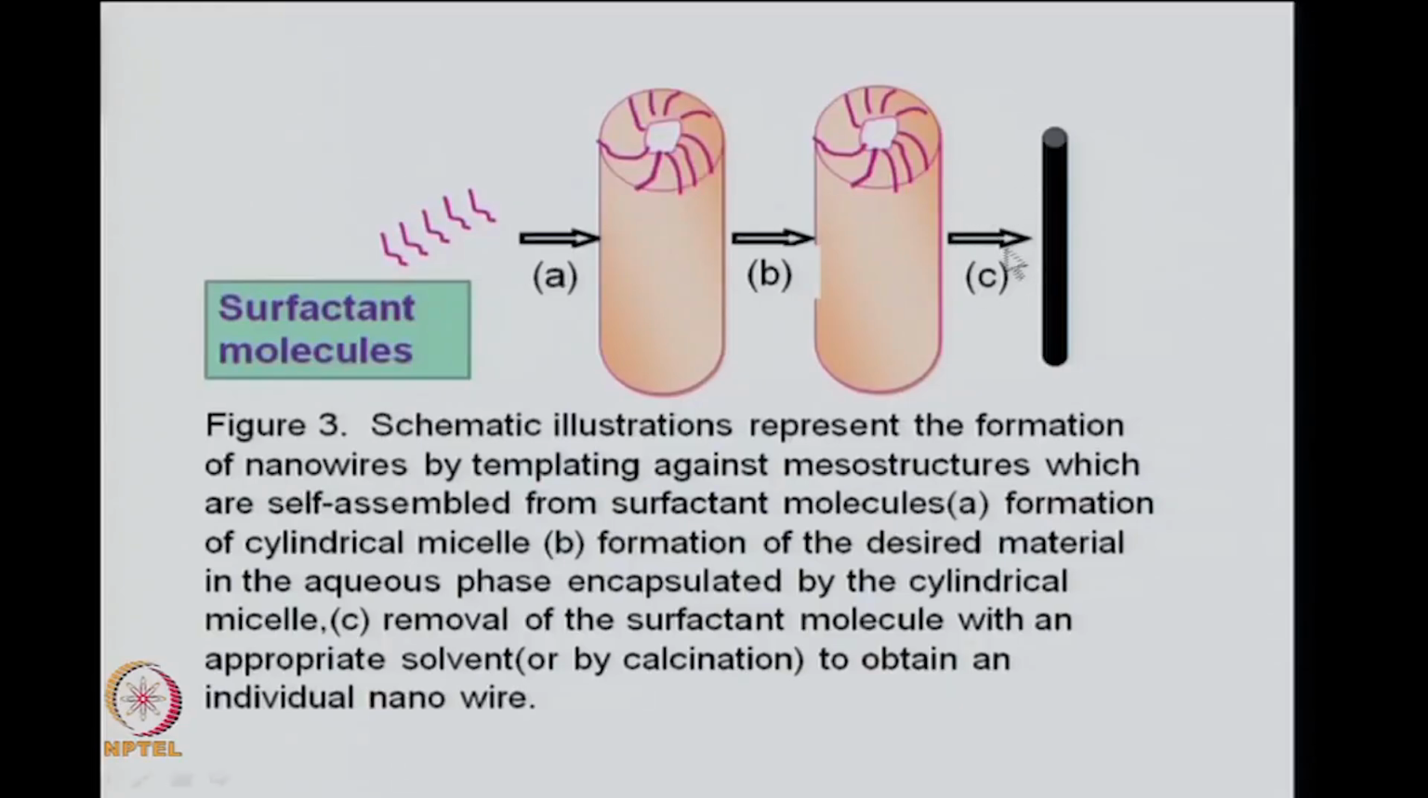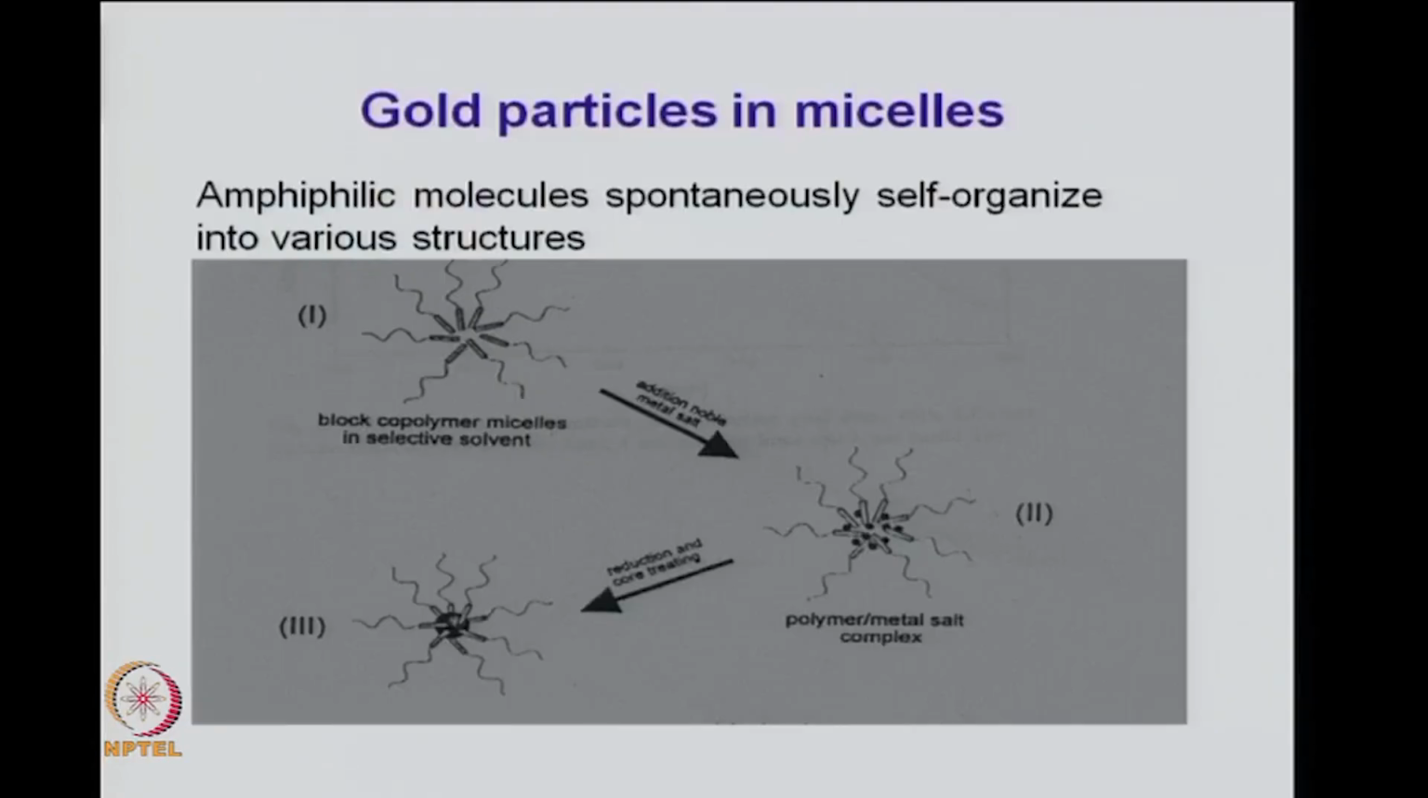In this step you have to remove the surfactant molecules. Either you use an appropriate solvent to remove the surfactants, or you can heat this material. So, the surfactant molecules will all go away and you are left with the nanowire. So, this is a template based synthesis using surfactant aggregates to form nanowires.